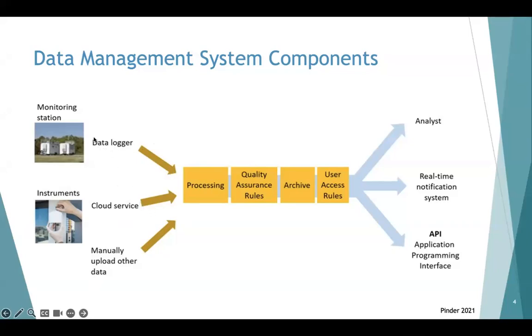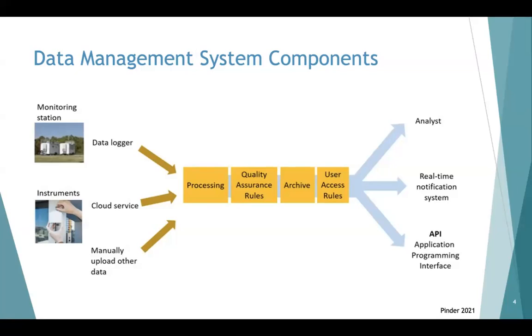What we normally do is get data from data monitoring stations, or from some instruments. If we receive some data, then as the next step we use these data loggers or cloud services, or we might have to update it manually as well. By using either one or multiple of these three methods, we will be entering this data into a system.